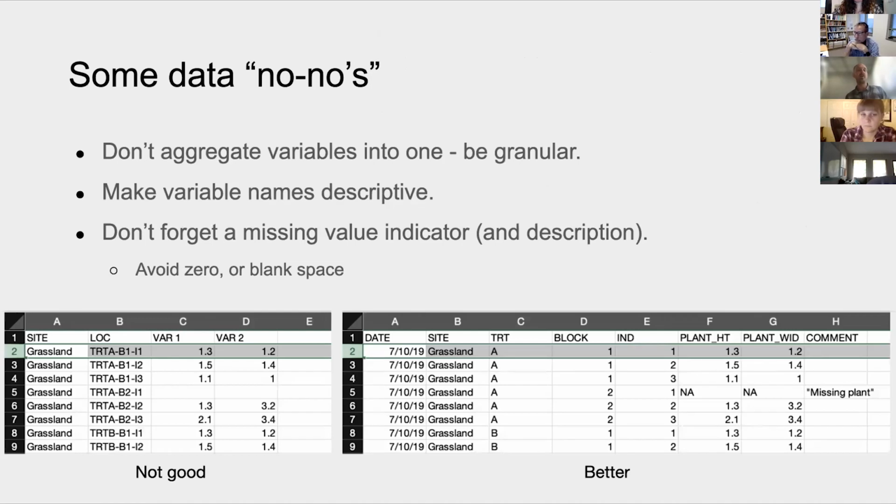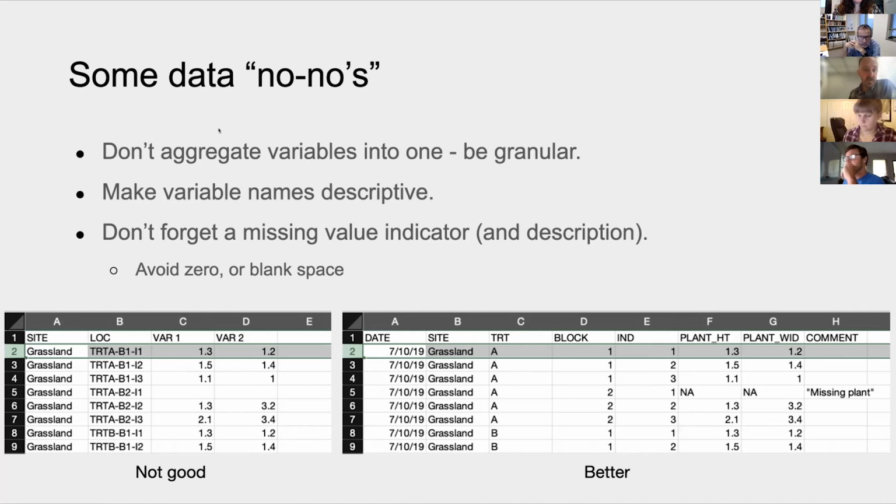Here are a few data no-nos. Here's a table that's a bad example on the lower left and a table that's a better example on the lower right. It's best practice to not aggregate variables into one column. So for instance, this column B in the table on the left has treatment, plot, and individual, I believe, all hyphenated, concatenated together into one column. It's better to be granular. So put your treatments into one column, your blocks into another column, and your individual identifiers into a third column.